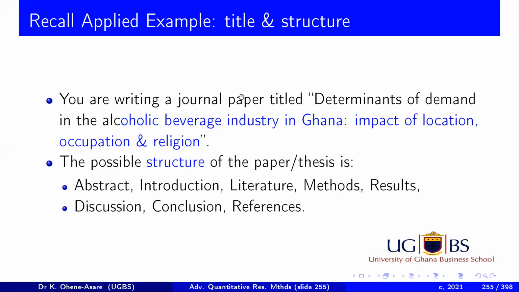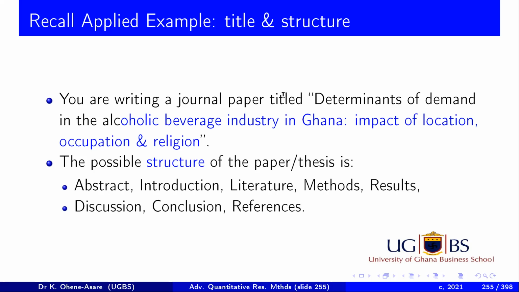Now let's assume that you are writing a journal paper, and this paper is entitled Determinants of Demand in the Alcoholic Beverage Industry in Ghana. I just made up the title. And then your focus is the impact of location, occupation, and religion. Now we've already given reasons in the previous videos on why you are looking at these variables, justifiable reasons, and why you believe your research might be good.